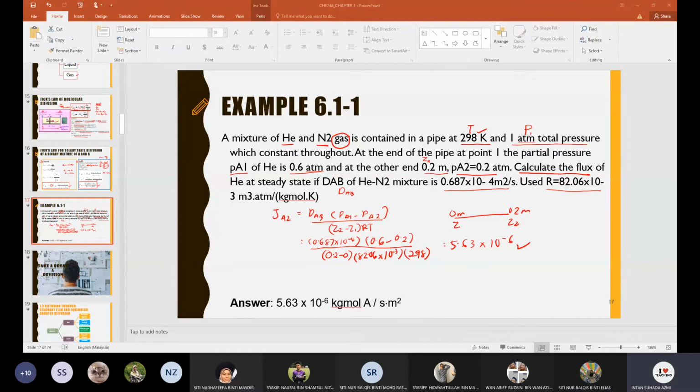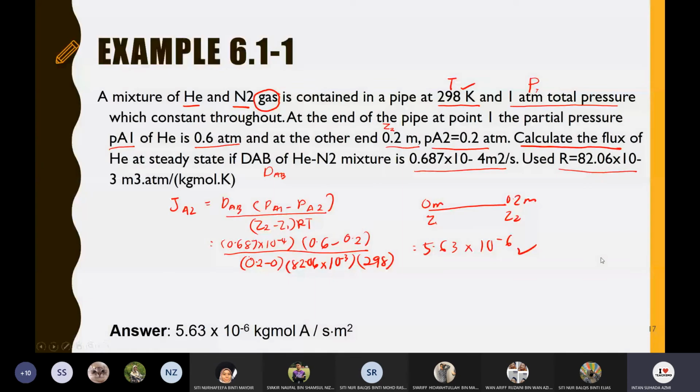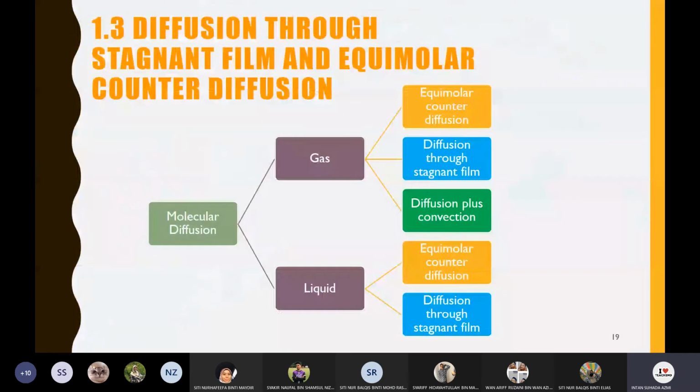Okay, we start back our class. We're done with this example. So we move on to diffusion through stagnant film and equimolar counter diffusion. I will cover this one only for this class.